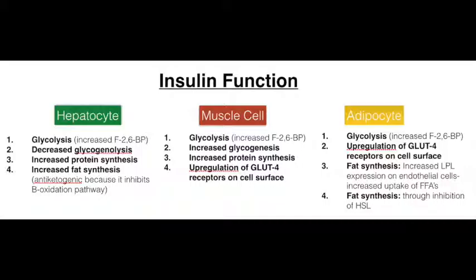So we've discussed the hepatocyte reaction to insulin in the 4 steps. We've done the muscle cell 4 steps, and that concludes the adipocyte 4 steps of insulin, just to try and simplify it there. And that concludes this episode for the series of insulin function.